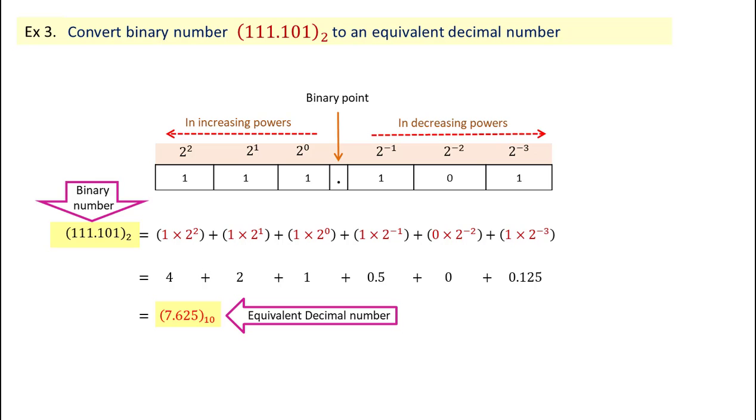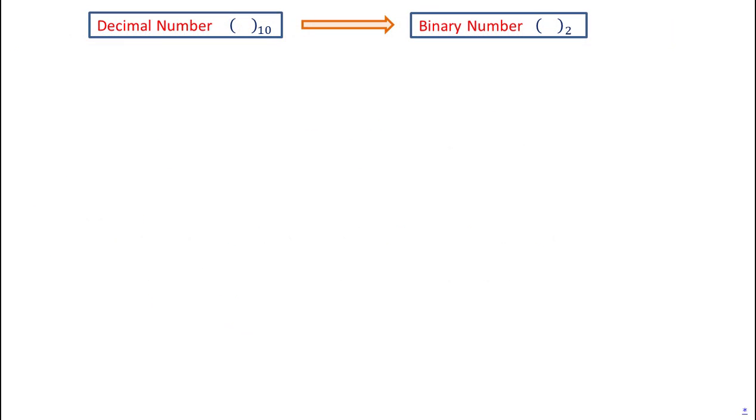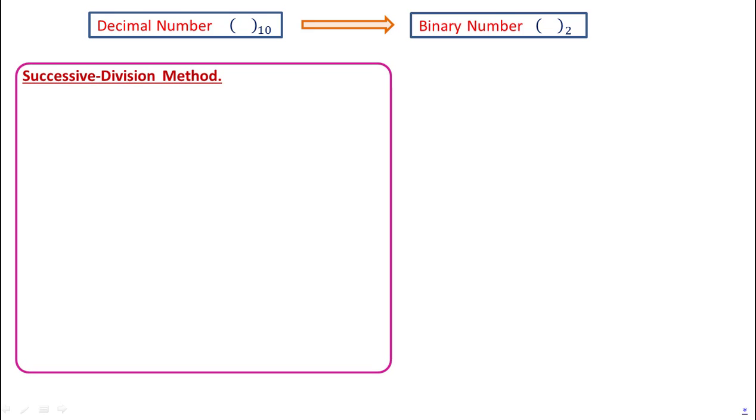Now we will learn how to convert a decimal number into an equivalent binary number. The most common method to convert decimal number to an equivalent binary number is successive division method. Before going to start this method, we should remember some important terms which we are going to discuss.